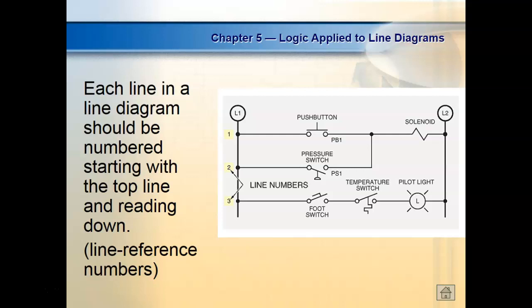Everybody okay? So what we do in motor controls is we number lines. Guess what we do in programmable controllers? We number rungs. So rungs are numbered, whether they're parallel or series. Everybody okay? Yes or no? Okay, so far.